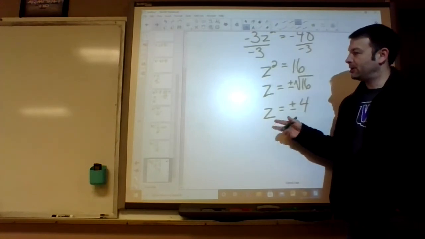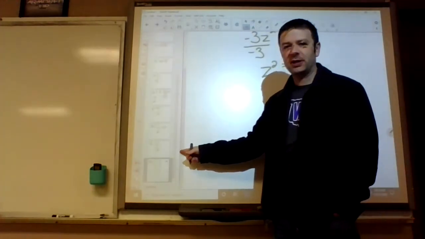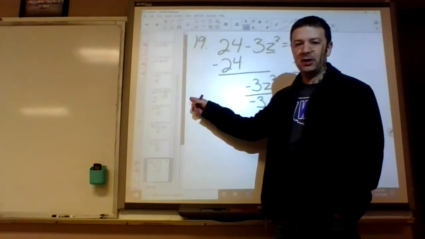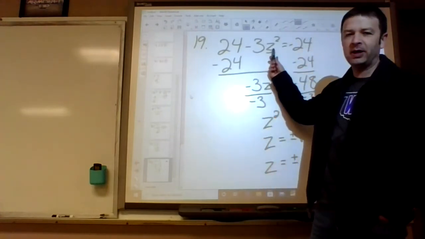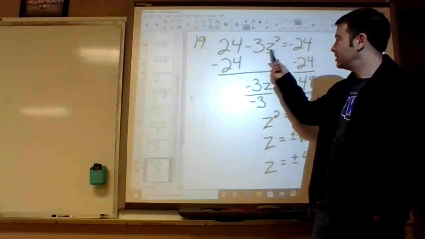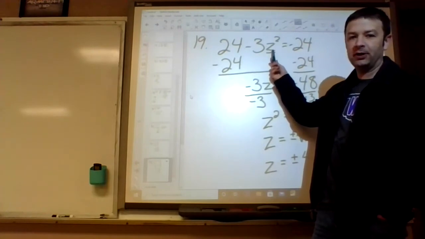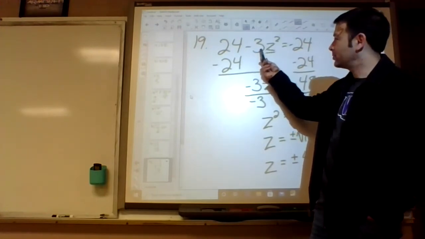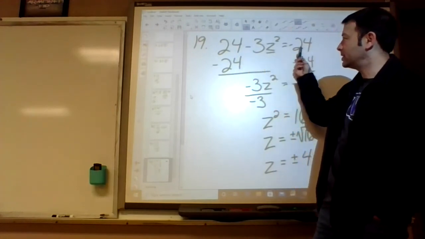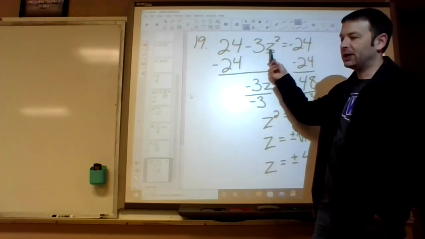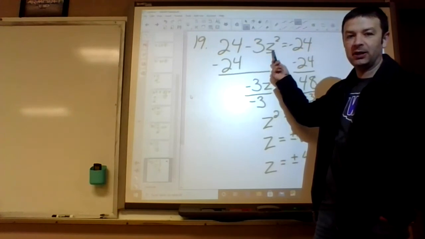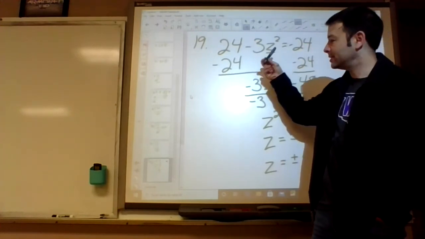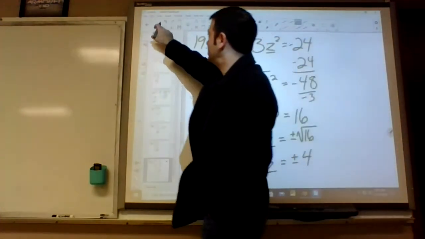So on this problem, you could have done this on the last few problems, but if you get an answer for z, you could go plug them back in and see if it actually works. Like if I plug in positive 4 there, you get 16 times 3 is 48. 24 minus 48 is negative 24. It works. If I plug in negative 4, it does the exact same thing, because negative 4 squared is still 16. All right. Anyway, that's 19.